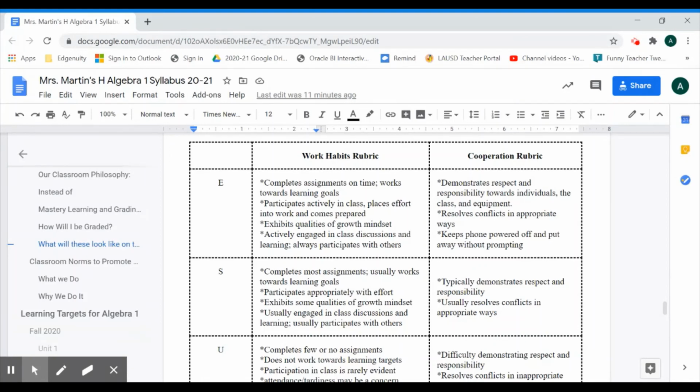If you have a disagreement about a topic on an assignment, it means that you're resolving those appropriately and that you're not letting distractions come up while we're in Zoom together. An S means you do all those things most of the time, and a U means you're struggling to complete those things. My expectation is that all of you are going to get E's, so I'm not really worried about it.